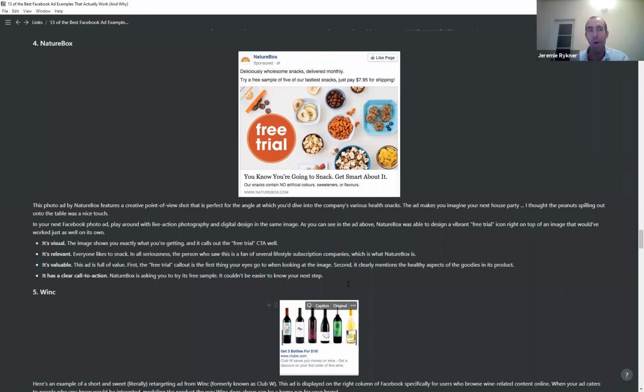What do we have here? Here we have an ad for wine. Very simple picture ad, very simple. It's actually a picture from a right column ad, which we talked about in the beginning. And here, they're showing us a collection of wines, right? What is the focus here? So the focus here is get 3 bottles for $19. Club W saves you money on wine. Get a discount on your first order of fine wine. So very simple. There is no trick here. Like a classic, standard kind of ad.